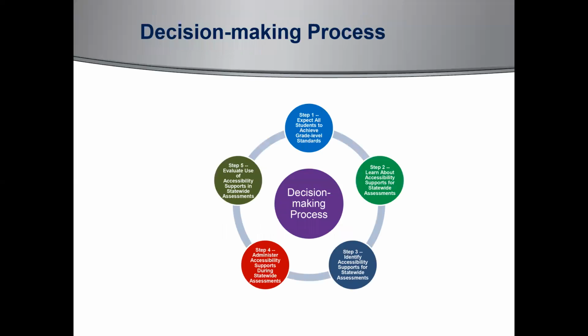The decision-making process that is outlined in the manual consists of 5 steps. Step 1 is to expect all students to achieve grade level standards. Step 2, learn about the accessibility supports for statewide assessments. Step 3, identify accessibility supports for statewide assessments. Step 4, administer the accessibility supports during statewide assessments. And step 5, evaluate the use of the accessibility supports in the statewide assessments. For more detail on each of these 5 steps, please refer back to the manual.